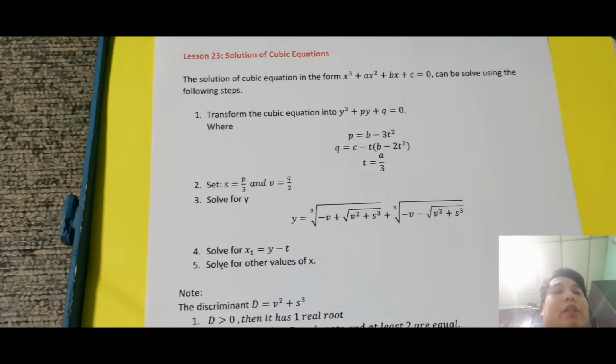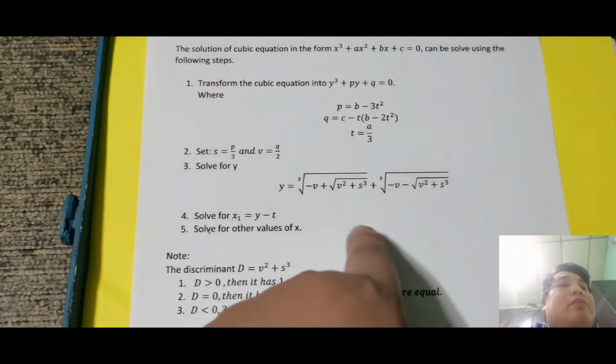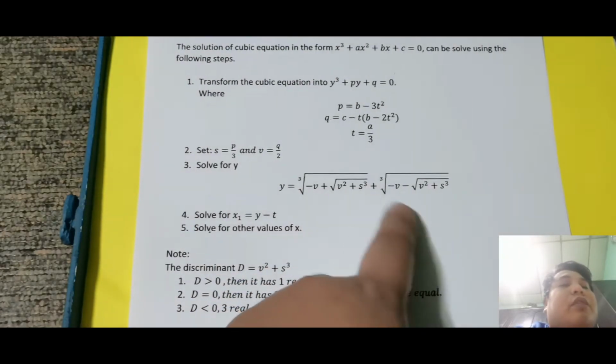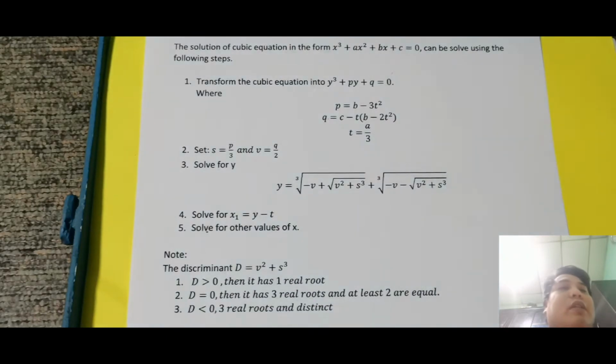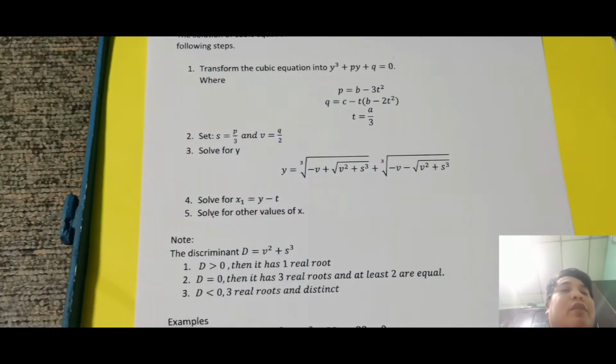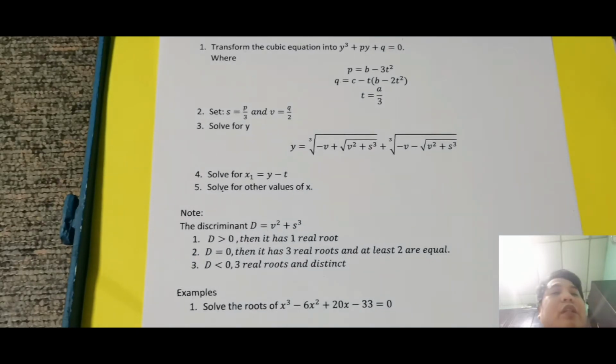So before tayo magpunta dun sa y na yan, determine muna natin yung discriminant. So yung nasa loob nung ating equation na to, o ng formula na to, yung b squared plus s cubed, yan yung discriminant ng cubic equation. So yan yung discriminant din ng cubic equation. So ngayon, siya yung mag-identify kung ano yung magiging sagot natin.